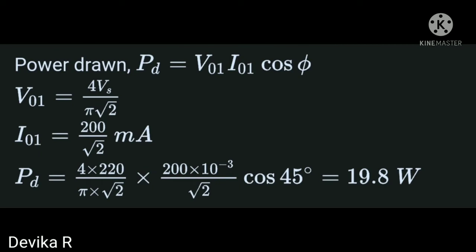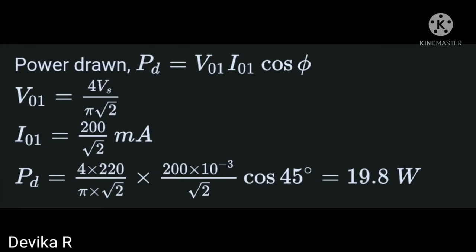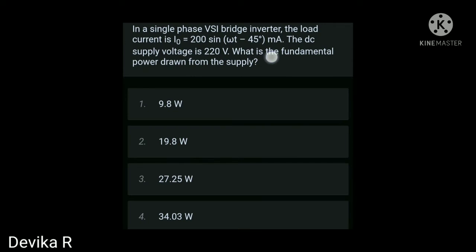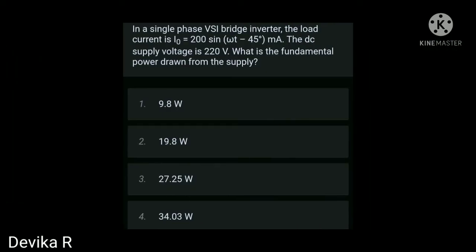Power equals V01 I01 cos phi. This means we use the RMS voltage and RMS current, so you have to find the RMS voltage and RMS current. Then substitute what they give us; the angle is also given in the current equation. Substitute all this and we get the answer. What's the voltage formula? 4 Vs by root 2 pi is the RMS fundamental voltage of a single phase voltage source inverter.